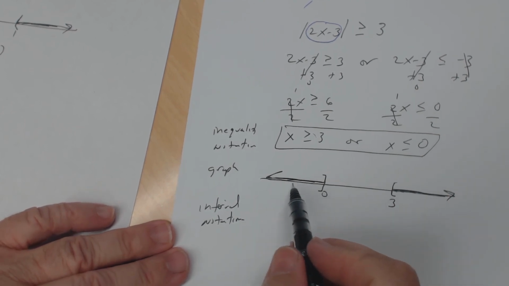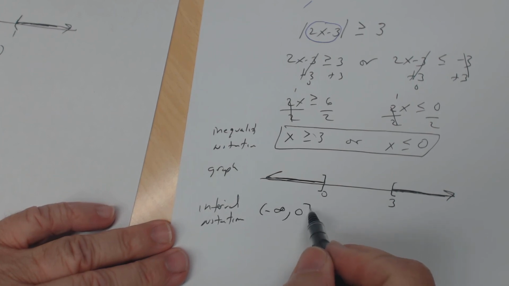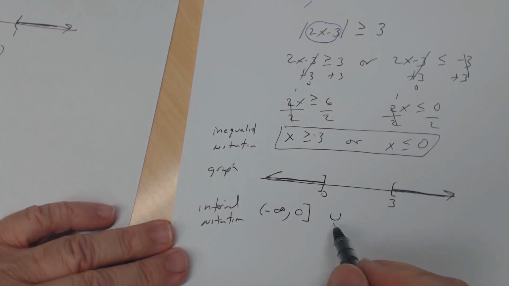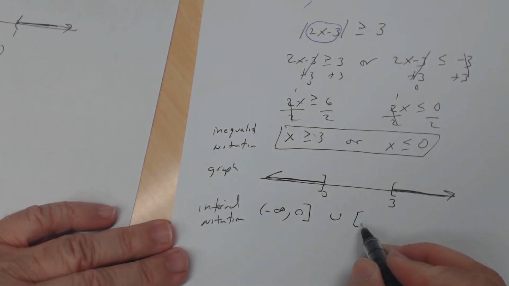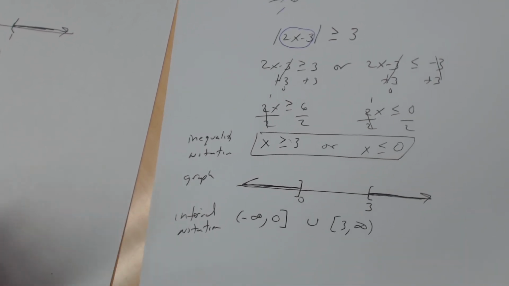So you just read this. So this is pointing towards negative infinity. So you can say negative infinity to 0 with a bracket, union, remember the symbol union, bracket 3 to infinity. Okay? All right.